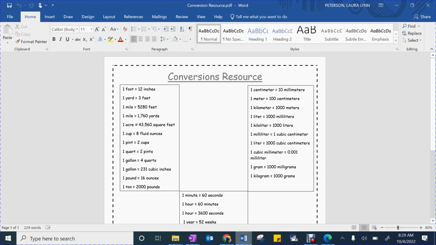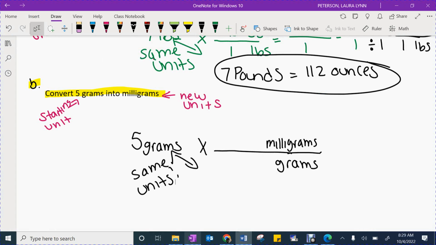Okay, so we're looking for milligrams and grams. Well, I don't think there's anything about milligrams or grams in that first box, so let me look to the right. I'm seeing a kiloliter in liters. Nope. Milliliter in centimeters. No. Ooh, here's one. 1 gram equals 1,000 milligrams. So we're going to take those numbers onto our work page. 1 gram and 1,000 milligrams.